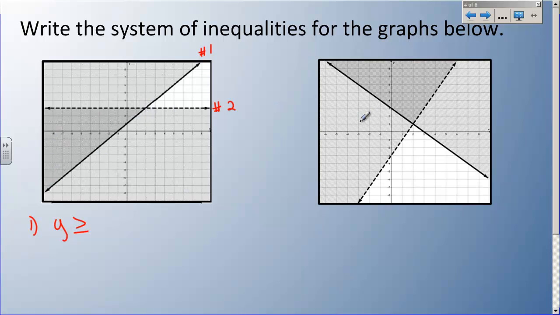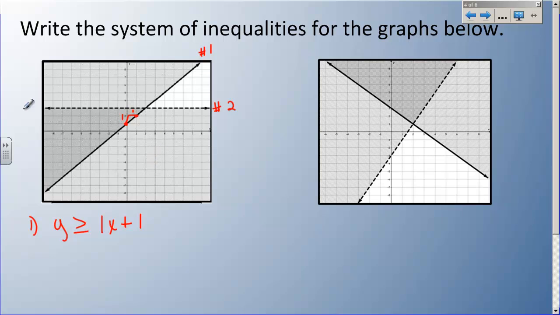Now for the important part, we've got to find the slope and the y-intercept. To find the slope, pick two pretty points. Here's one and here's one. If you draw your right triangle so you can do your rise over your run, you get your slope is 1 over 1. So my slope is 1x, and my y-intercept is where it crossed the y-axis, which is 1. So the equation for line number 1 is y is greater than or equal to x plus 1.